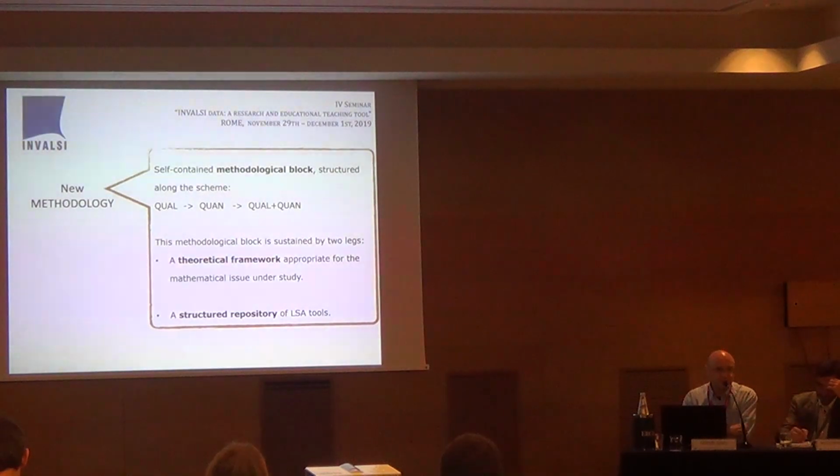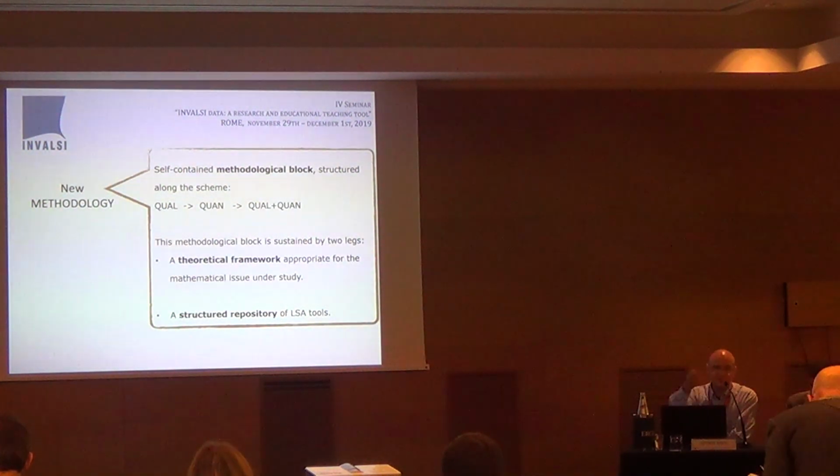And in our research in the group of Bolzano, directed by Giorgio Bolondi, we have outlined a new methodological block, which is structured along three schemes. We usually start with a qualitative analysis, which guides our research. Then we go through a quantitative analysis, and then we mix qualitative and quantitative analysis to answer our research questions. This methodology is sustained by a theoretical framework and a structured repository. Here in Italy it's called GenStil, and Federica Ferretti is the one who built it and designed it.